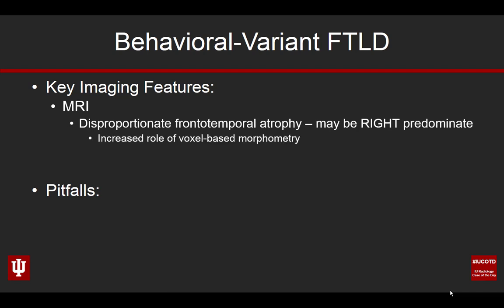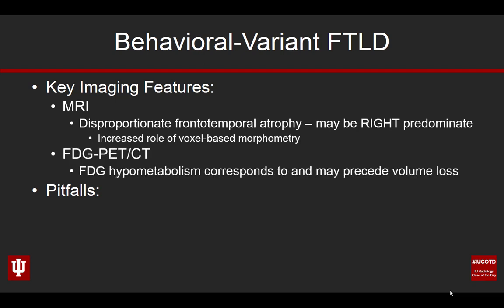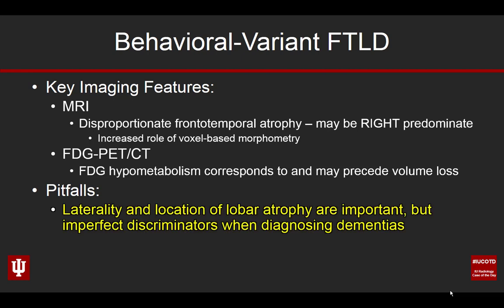There has certainly been a shift toward the use of voxel-based morphometry in order to compare these to age-matched normative data, to look at volumetric acquisitions of MRI and have a very data-driven approach to determining regional atrophy. On FDG PET, we'll see FDG hypometabolism that corresponds to those areas of atrophy, and in fact it may precede the volume loss as well.